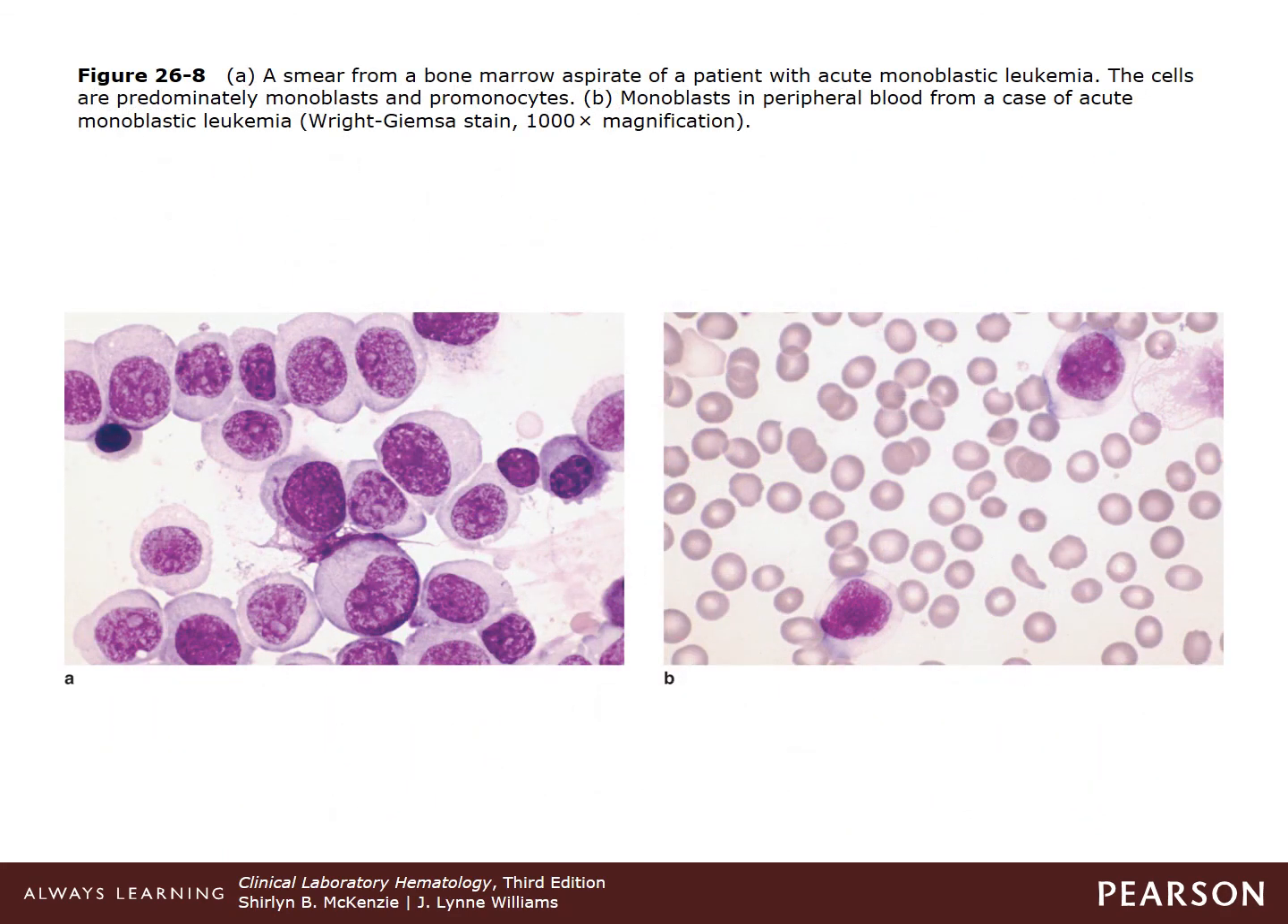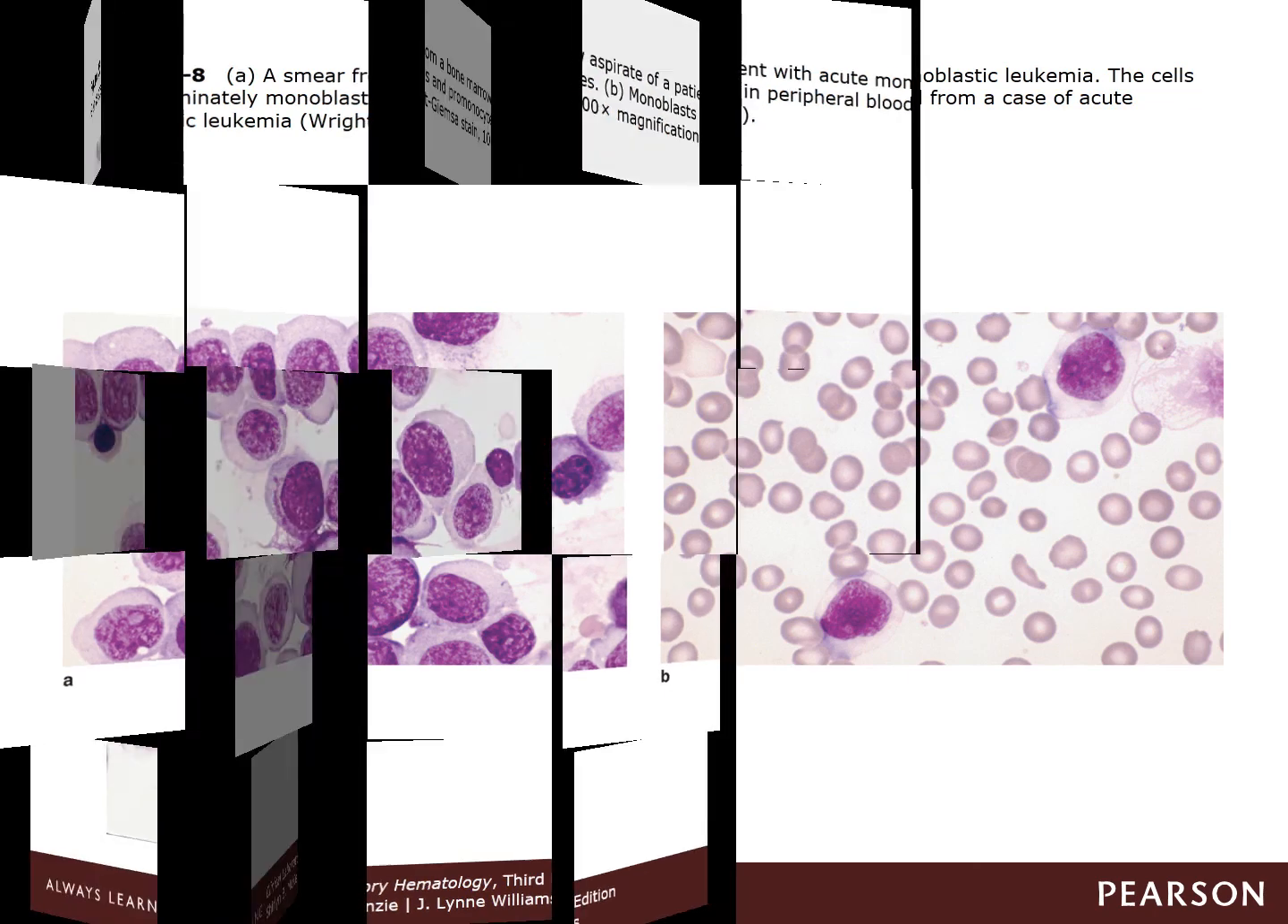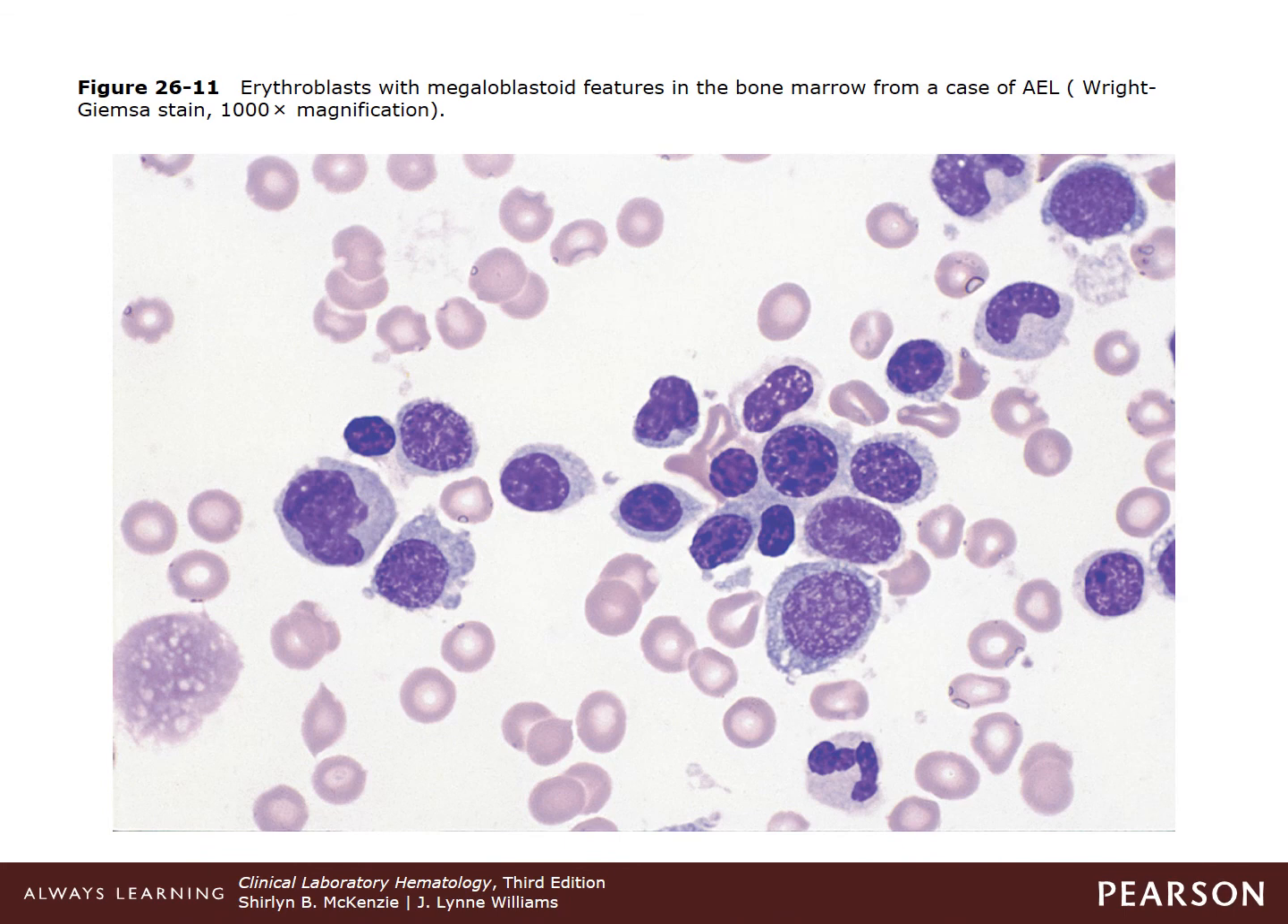A smear from a patient that has acute monoblastic leukemia, where you have a predominance of monoblasts and promonocytes. And lastly, you have erythroblasts with megaloblastoid features in a patient with acute erythroid type of leukemia. You can see that the nucleus here is more condensed in the red cells than it is for the myeloblasts.